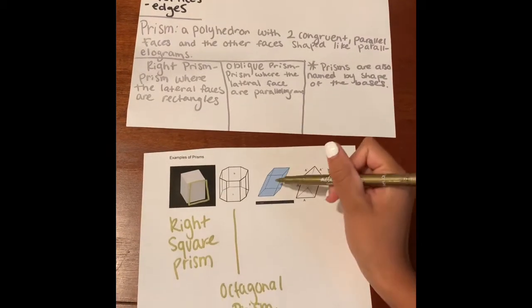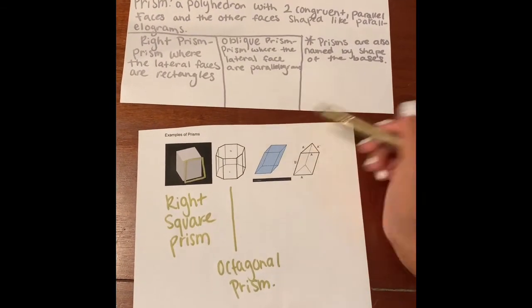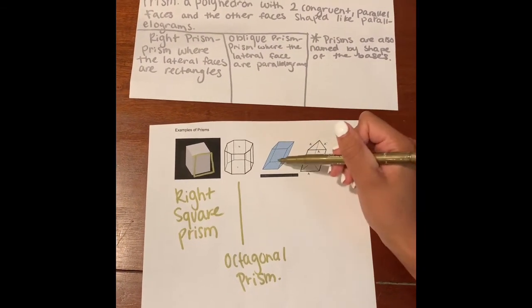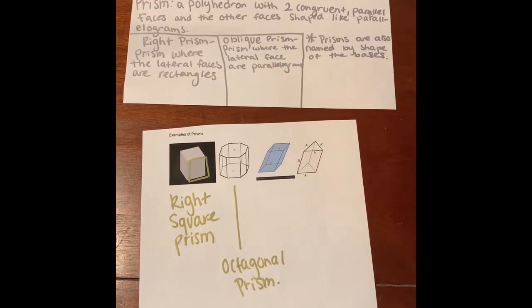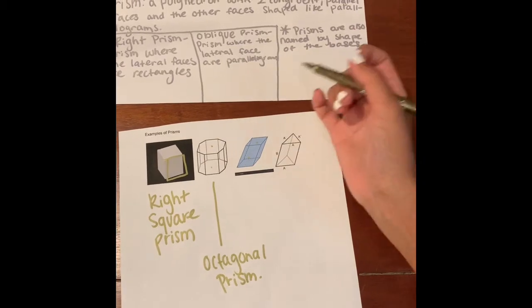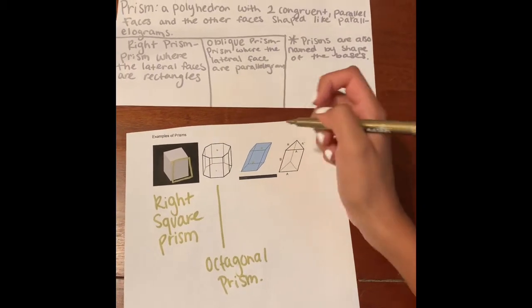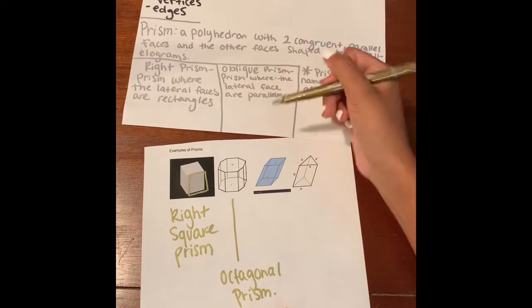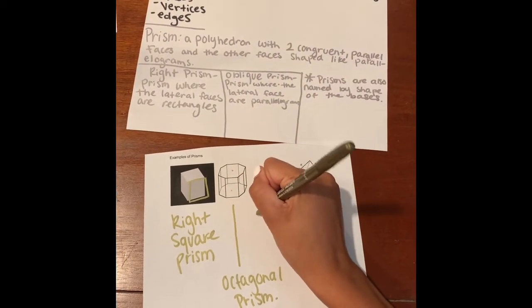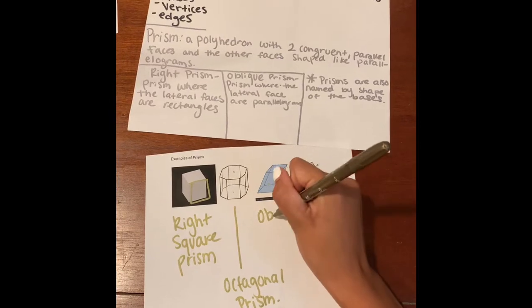Next one, we have two congruent parallel faces, which it does. There's one here, good. And the other faces are shaped like parallelograms. It works. So this is an oblique prism, which is the definition right here. So it has a face of a parallelogram.